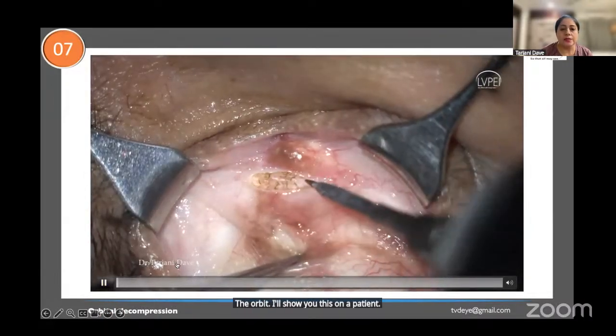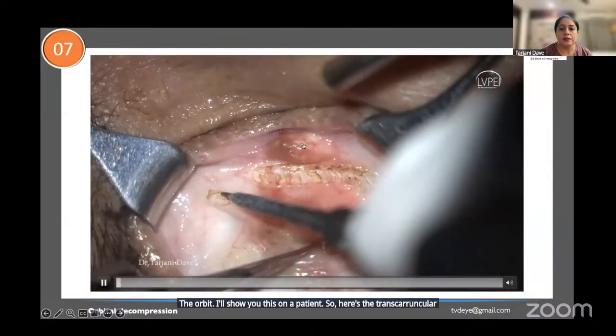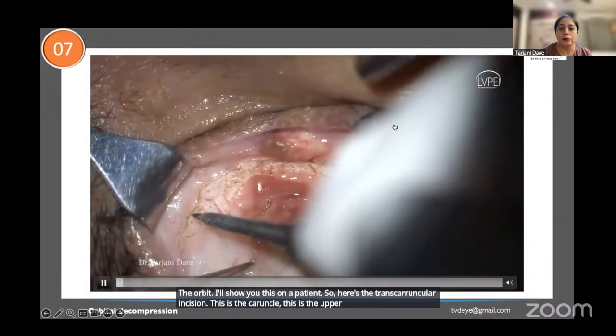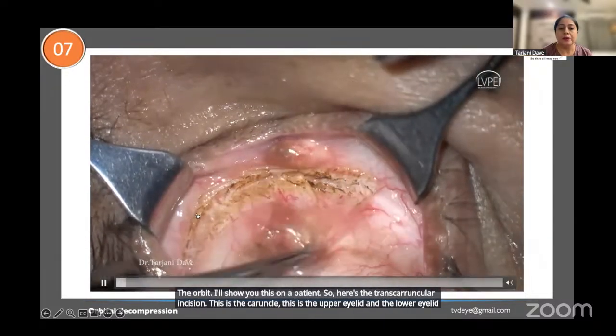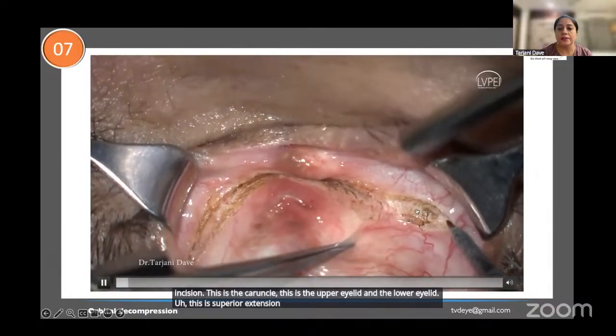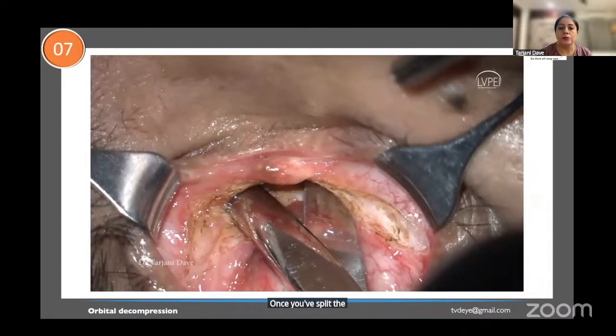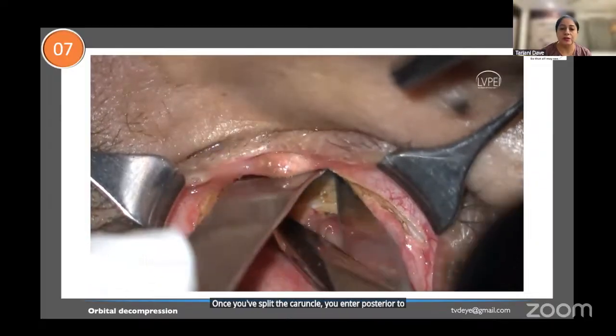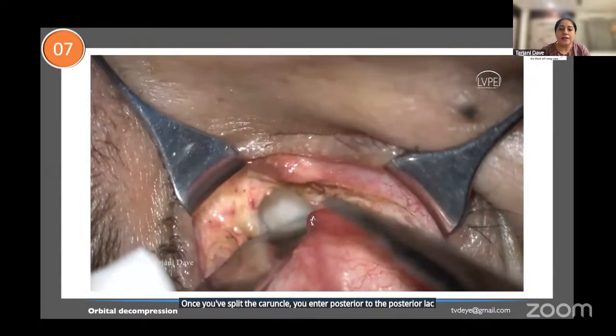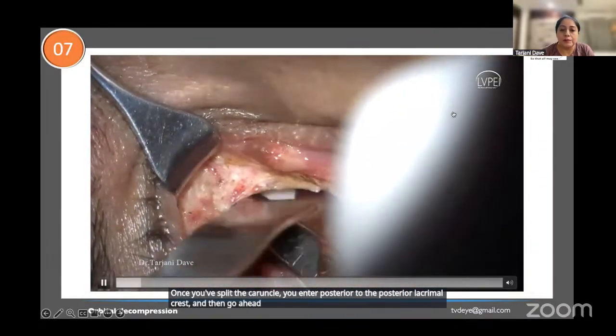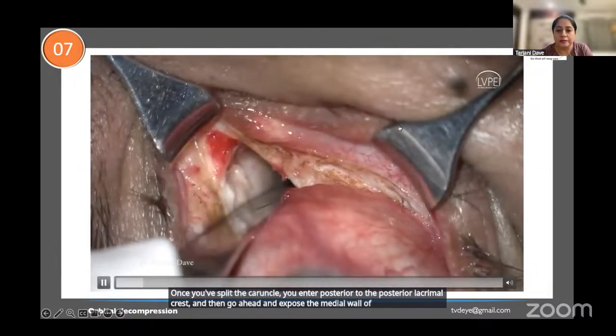So here's the transcaruncular incision. This is the caruncle. This is the upper eyelid and the lower eyelid. This is the superior extension and inferior extension of the incision. Once you've split the caruncle, you enter posterior to the posterior lacrimal crest and then go ahead and expose the medial wall of the orbit.